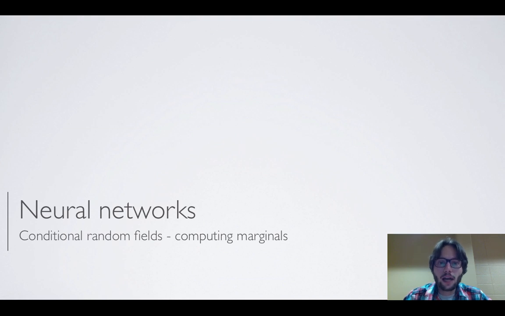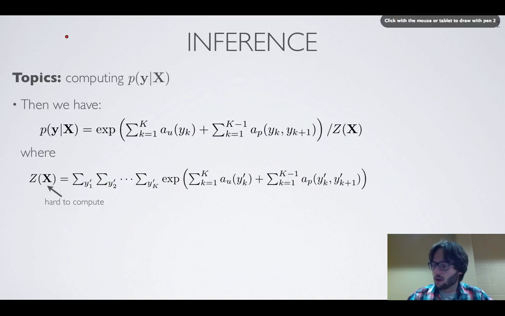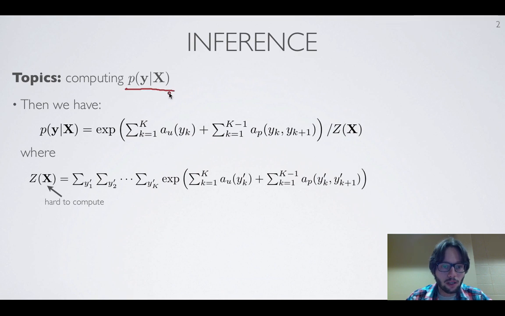In this video, we'll look at how we can compute marginals in a linear chain conditional random field. So in the previous video, we've seen how we could compute the probability of a full sequence of labels y given x. To do this, we just take the exponential of the sum of the unary and pairwise factors, and then we have to divide by this partition function.